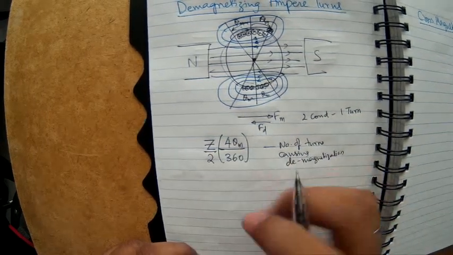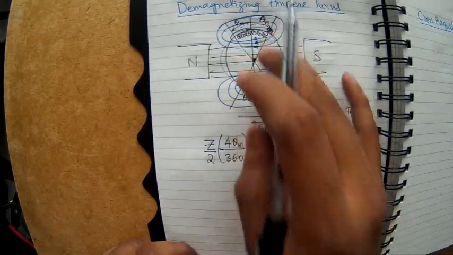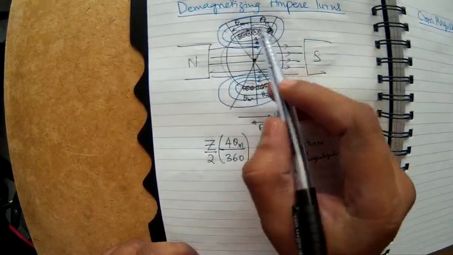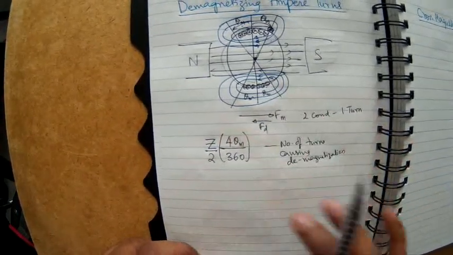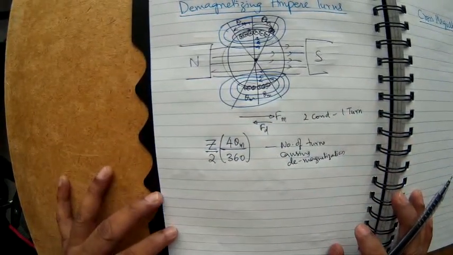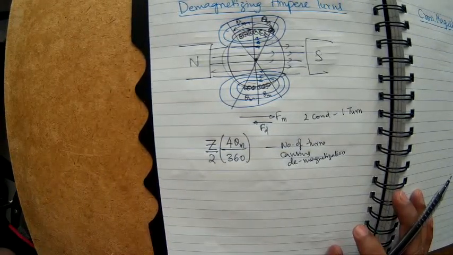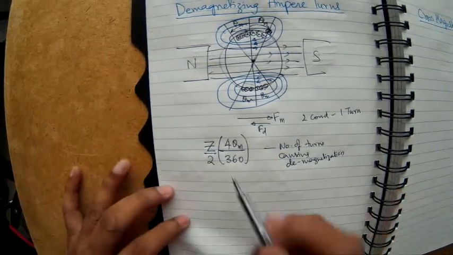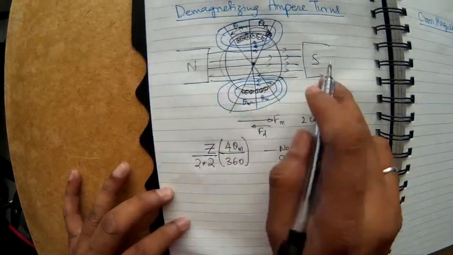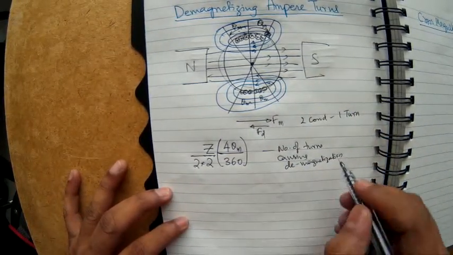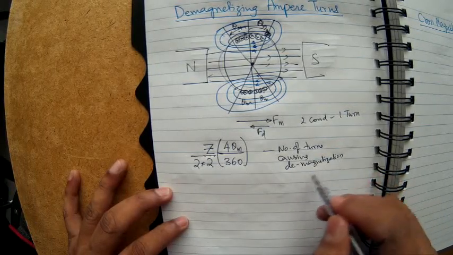Now this is true if it is a 2-pole machine. If there is a 4-pole machine, I'll get this theta m in 8 different places. I think you can draw it yourself and verify. The demagnetizing effect is also related to the number of poles, so I'll also divide by 2 because there are 2 poles here. So this is the number of turns causing demagnetization per pole.